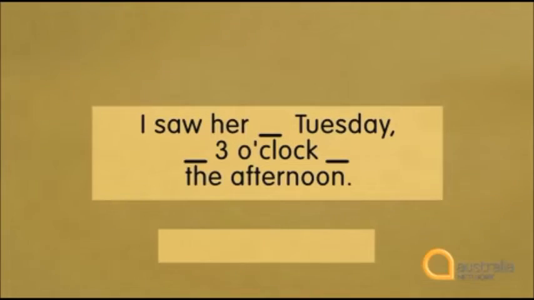Now let's test you on these prepositions. I saw her Tuesday, 3 o'clock, the afternoon. We've got the choice of in, at, or on. I saw her on Tuesday at 3 o'clock in the afternoon.